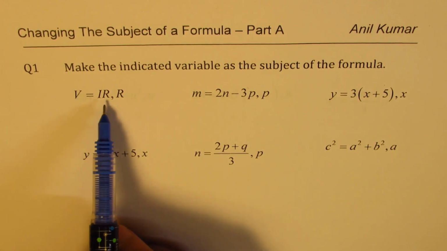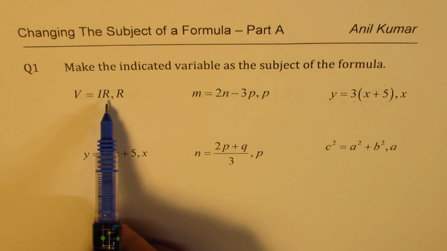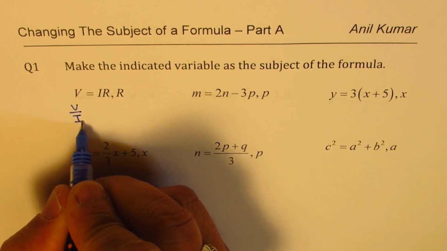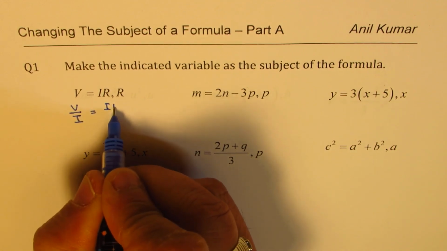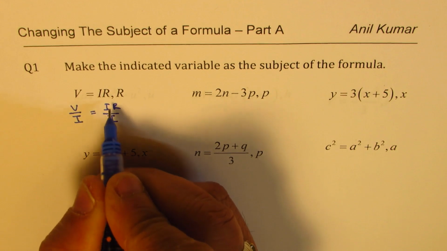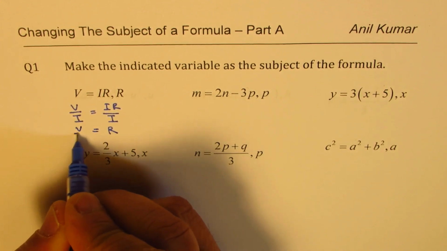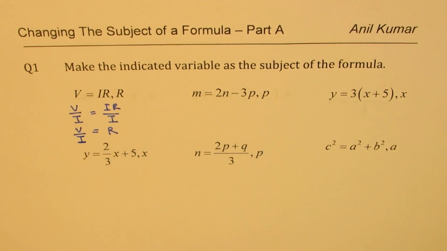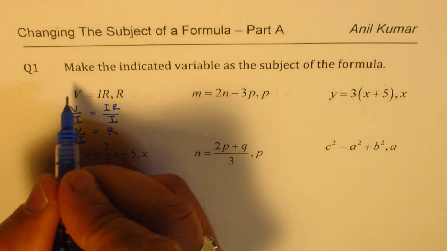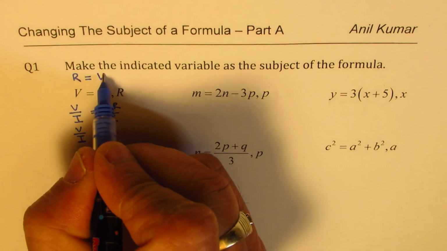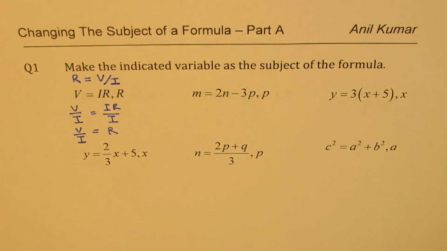First is V equals IR. We need to isolate R. How will we do it? Well, we can divide both sides by I. If I divide both sides by I, IR divided by I will leave only R here. So we get R equals V by I. That is how in 2 steps we could isolate. Perfect. So I'll write here R is equal to V over I. That is how we are going to isolate.